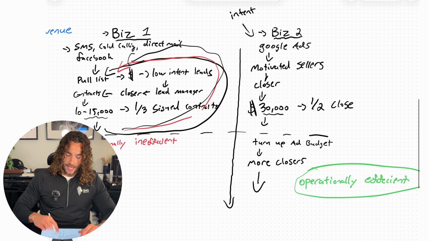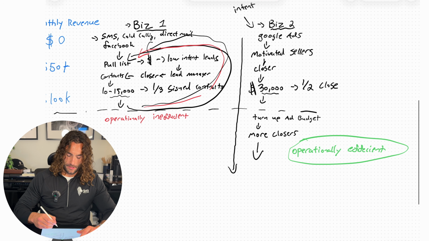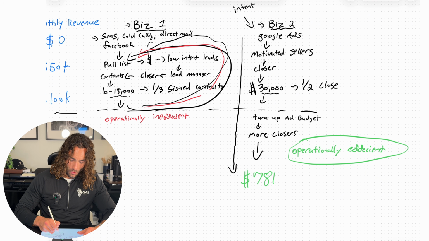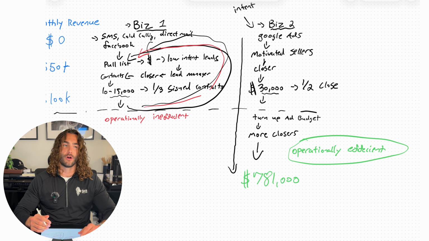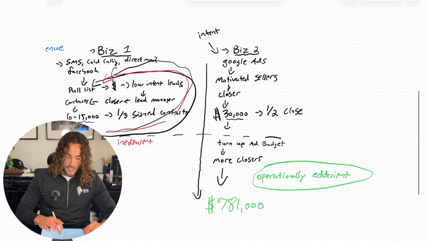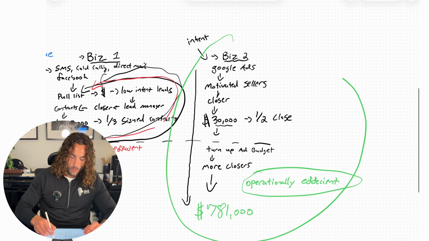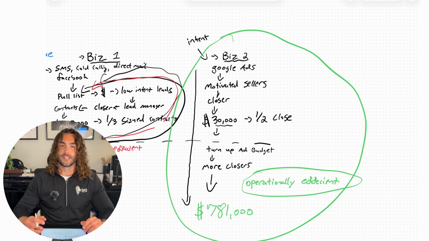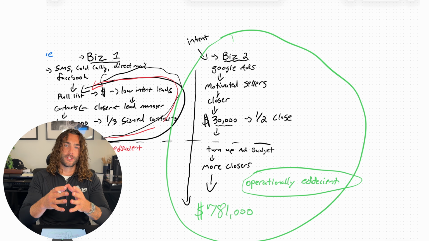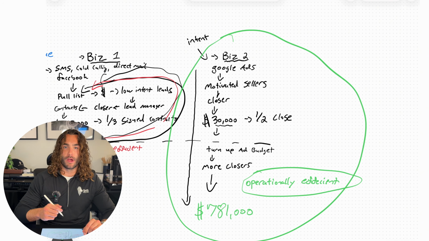In my own business, I have scaled this exact Google Ads system. My best month to date is closing $781,000 in total revenue, 100% from PPC. These homeowners in business number 2 raise their hand saying they're looking to sell. Because of that intrinsic property to the marketing channel, it changes the way we scale a business.